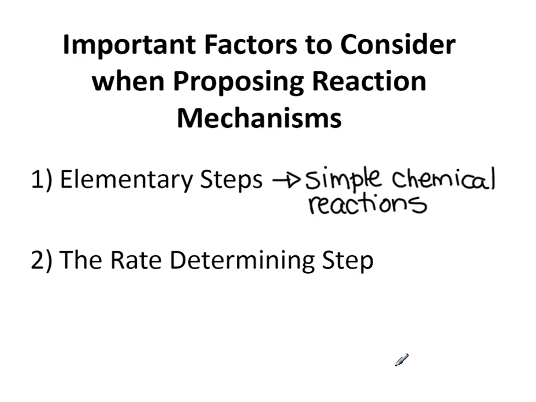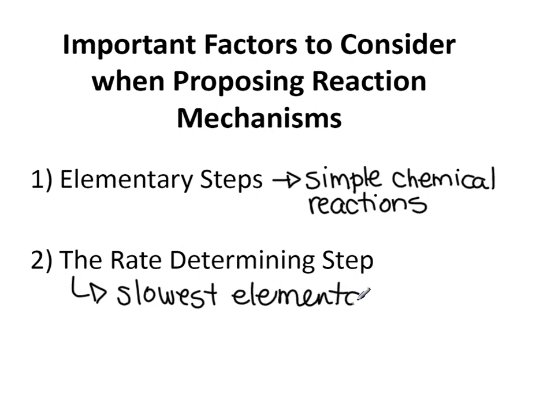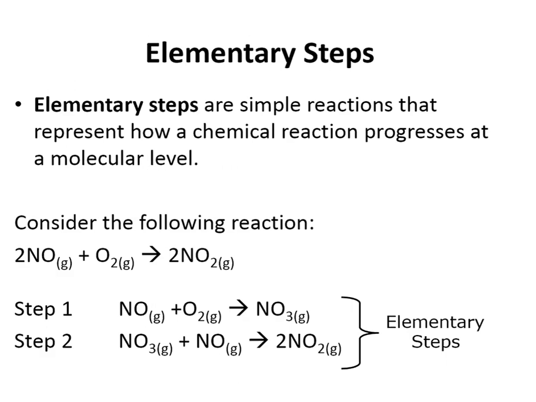The second factor is something called the rate determining step. The easiest way to think about this one is it's going to be the slowest out of all of the elementary steps. So this one's used to help us figure out things like the rate law and the overall rate of the reaction. So we're going to first take a look at elementary steps, and then we'll spend some more time on the rate determining step.